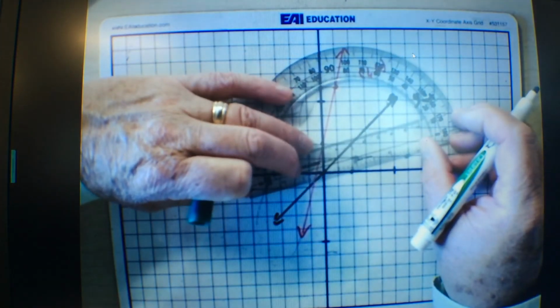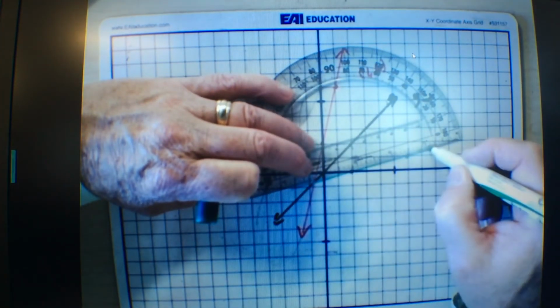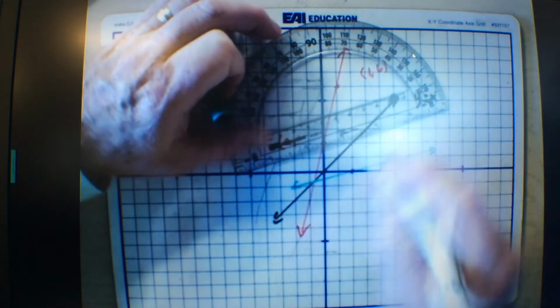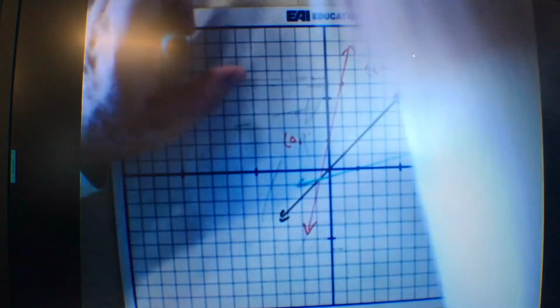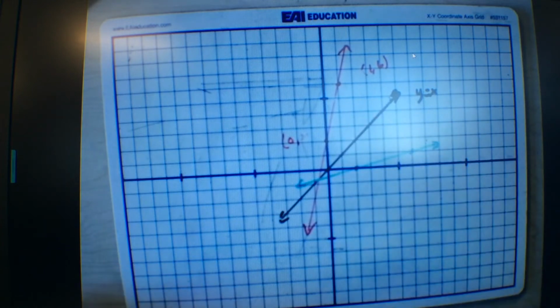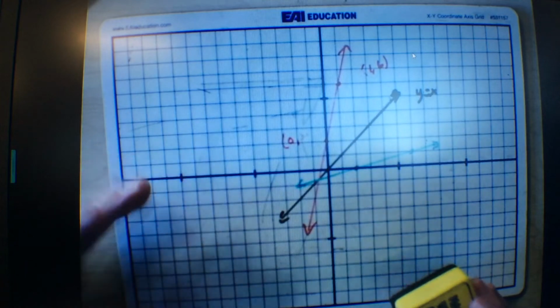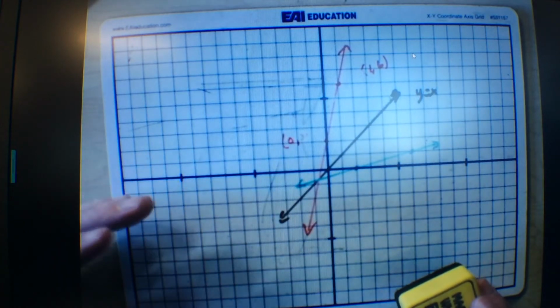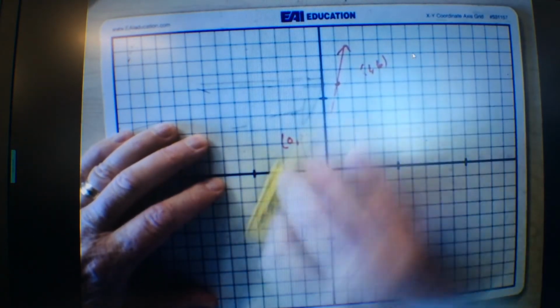Okay, so take a look at this. See how that works? And they're reflected across this line. All right, any questions on that? Now, that was an easy way to graph it, right? But what if I don't want to graph it? I just want to know what the inverse is.